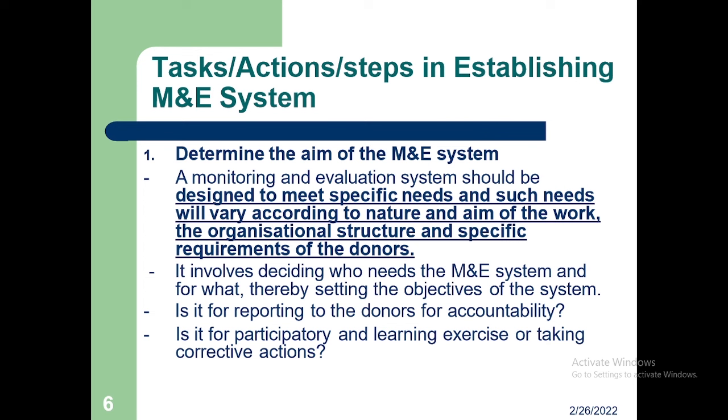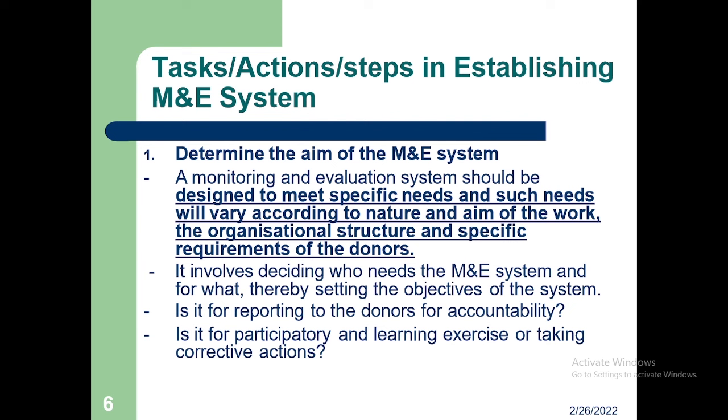So what tasks or action steps do you need in establishing an M&E system? First, you have to determine what the aim of this M&E system is that I want to establish in this organization. The aim is always designed to meet specific needs, and these needs can vary according to the nature or aim of work, organization structure, or requirements of the donors. So you need to establish what the need is and what my objective is in establishing this M&E system. This process involves deciding who needs this M&E system, for what purpose, and thereby it helps you set the objective.